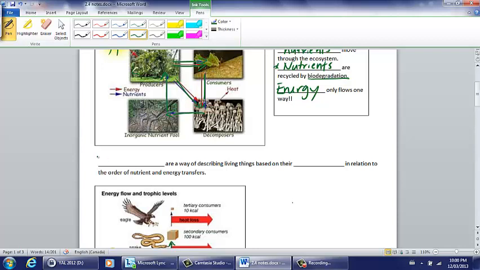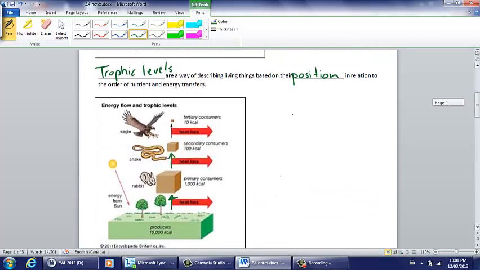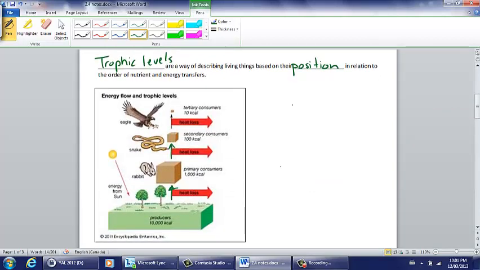So trophic levels are a way of describing living things based on their position in relation to the order of nutrient and energy transfers. This diagram here illustrates a simple food chain, and we're going to label the trophic levels. So the first trophic level is the producers. They're the first ones to have the energy, the usable energy.